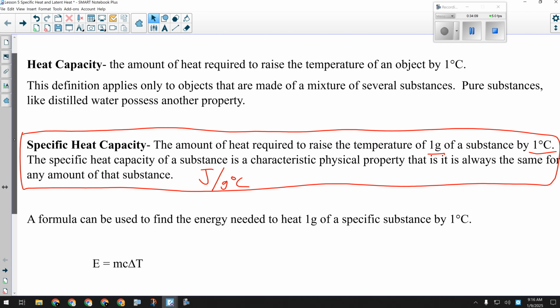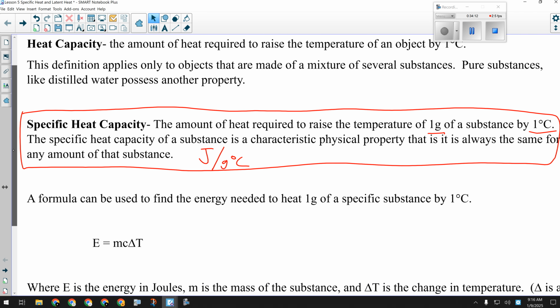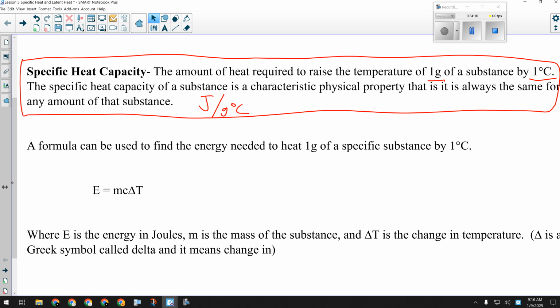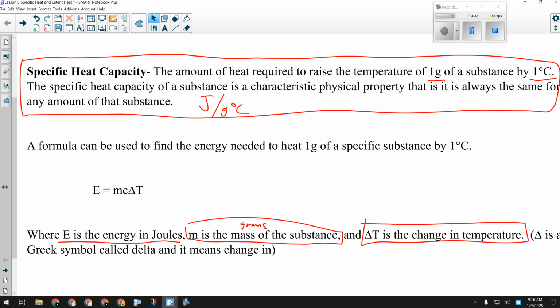The formula that we'll use to solve specific heat capacity problems is E = mcΔT, where E is the energy in joules, m is the mass of the substance, and that's in grams, and ΔT is the change in temperature, and that is in degrees Celsius. C is the specific heat capacity.